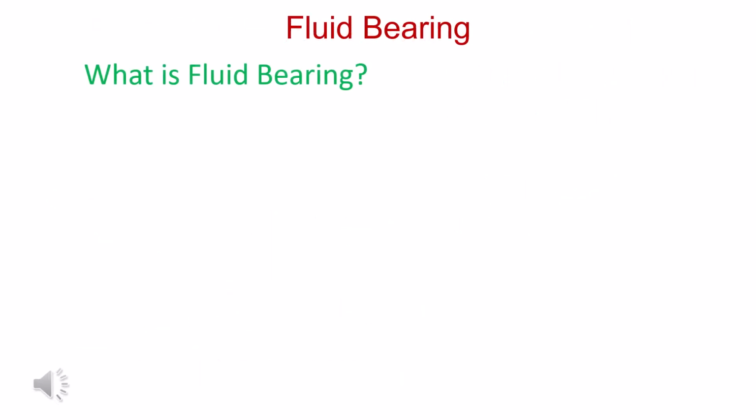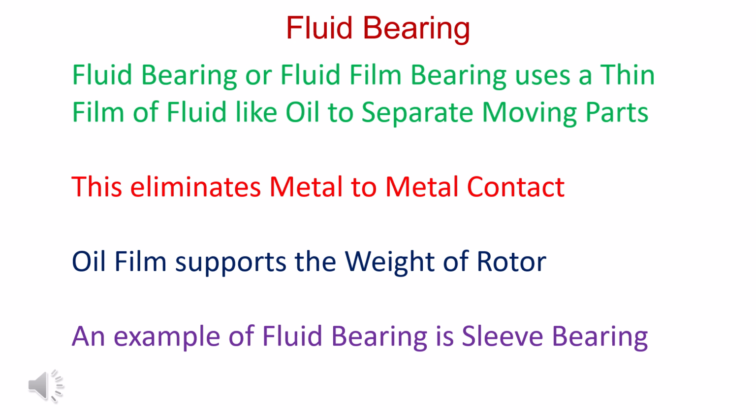What is the meaning of fluid bearing? Fluid bearing or fluid film bearing uses a thin film of fluid like oil to separate moving parts. This eliminates metal to metal contact. Oil film supports the weight of the rotor. An example of a fluid bearing is the sleeve bearing.